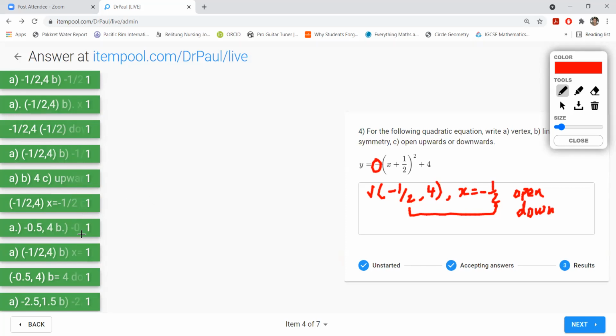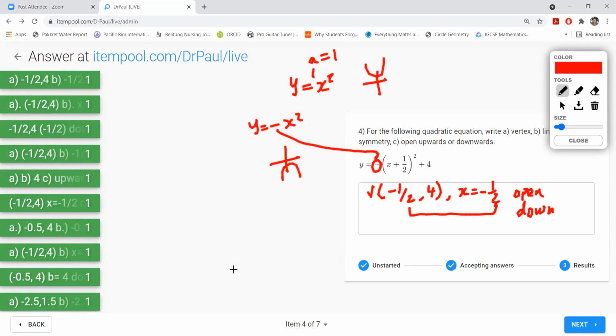I can't fully see all the answers, but if you wrote open upwards, you've got a negative here. So that's like saying minus x squared, which is positive. It will go up because a here is 1. But if a is -1, your graph will be opening downwards. So that sign's related to this one here. Okay, so we'll do more on that in the next period anyway.